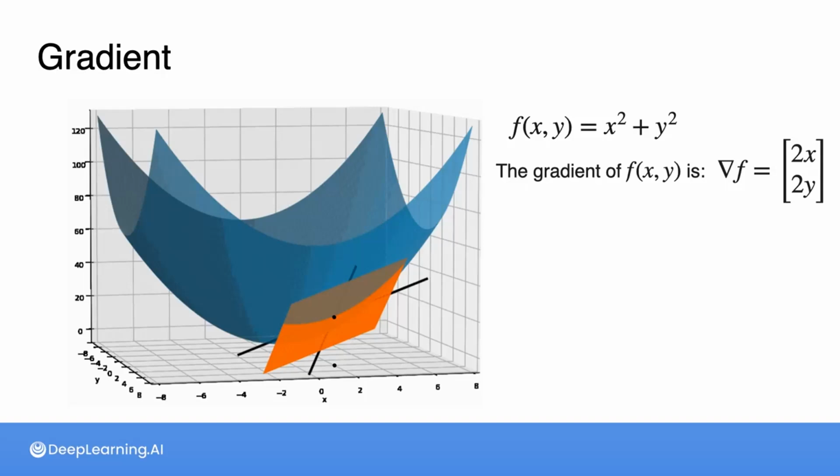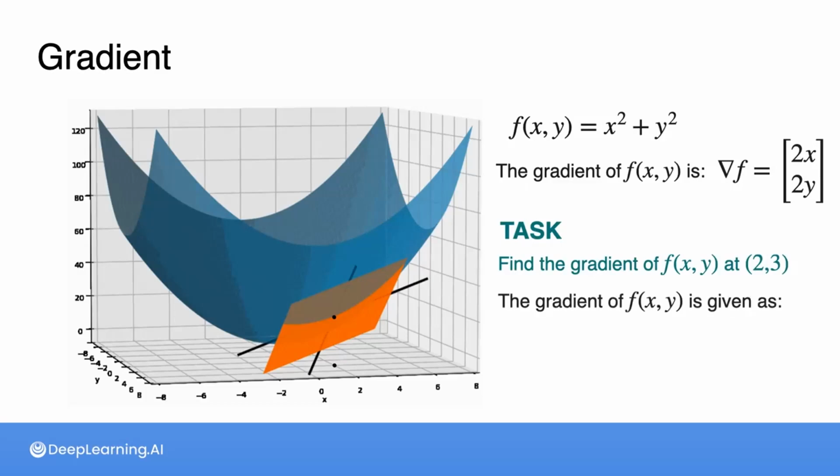So now let's do a small exercise. Please find the gradient of f of x, y at the point (2, 3). And feel free to think about it. And the answer is nabla f equals (2x, 2y), except for x and y, you replace 2 and 3. So this is 2 times 2 and 2 times 3, which is the vector (4, 6). So that is the gradient of the function f of x, y equals x squared plus y squared at the point (2, 3).